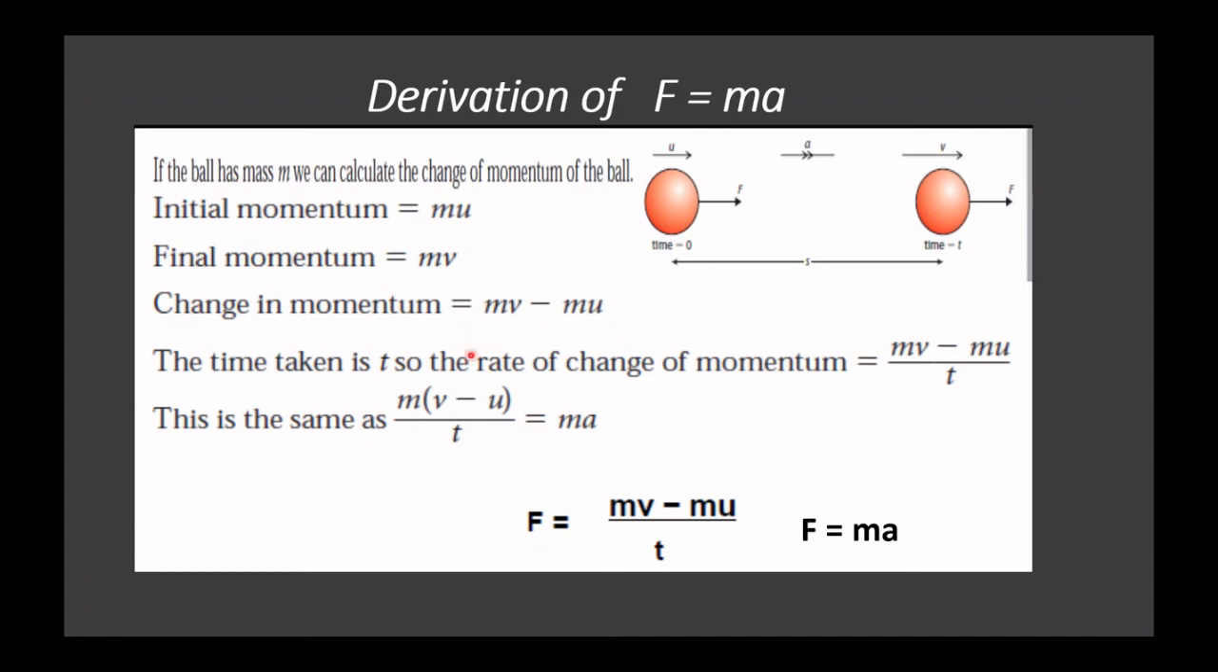Since the time taken is t, the rate of change of momentum can be written as change in momentum divided by time. So (mv minus mu) divided by t. In this, (v minus u) by t is acceleration. So by following this simple sequence of steps, we will be able to show that F is equal to ma. Hope you understood this derivation.